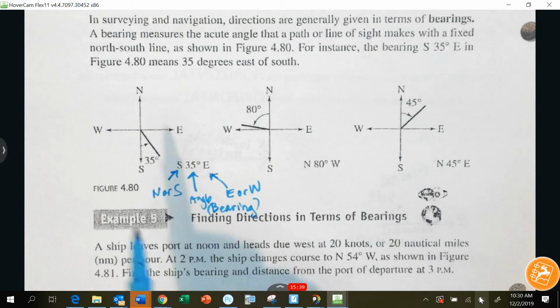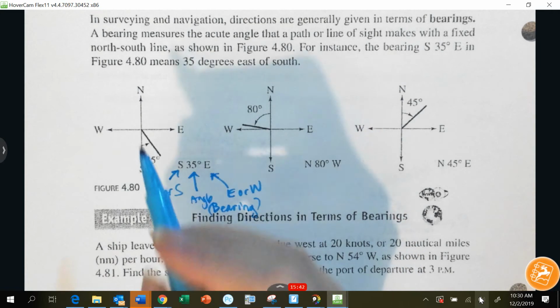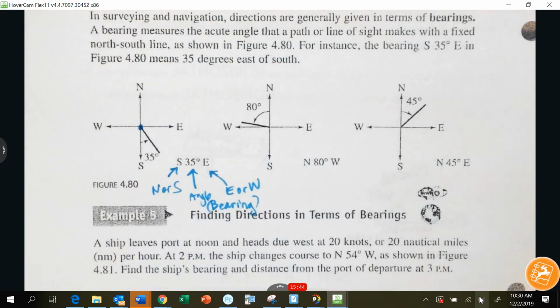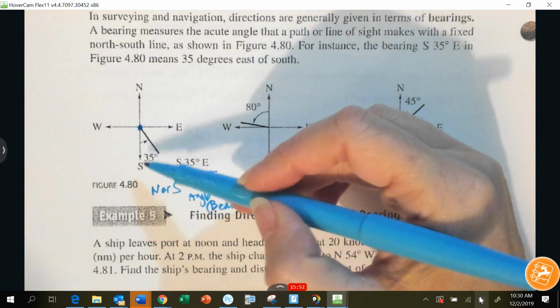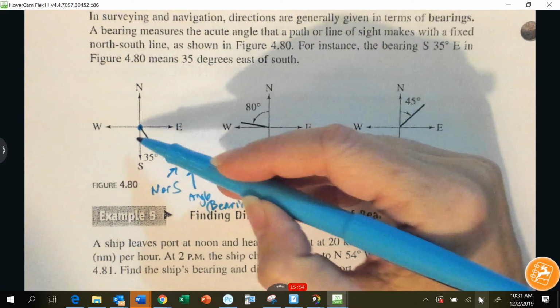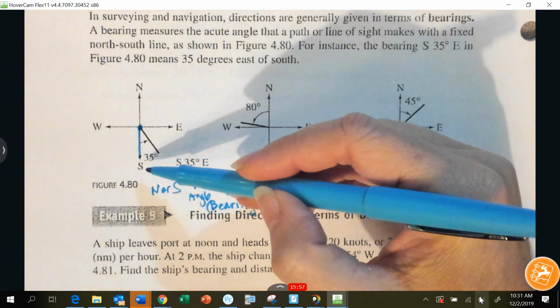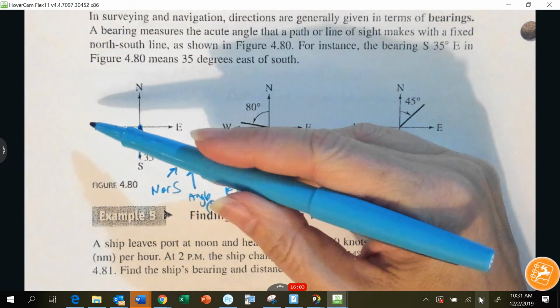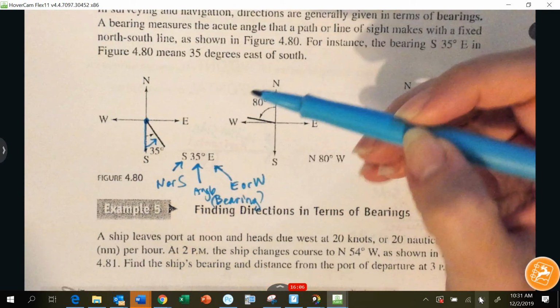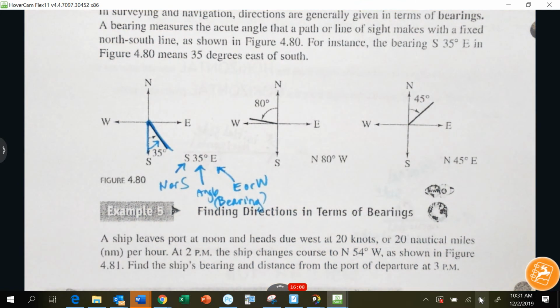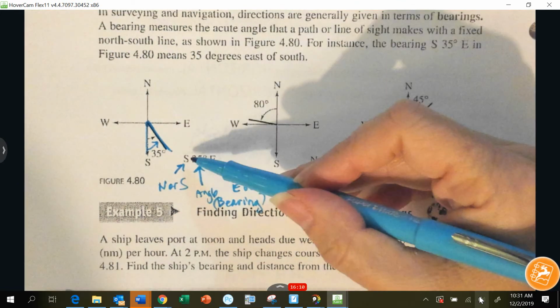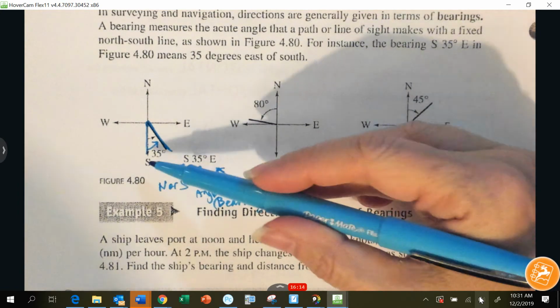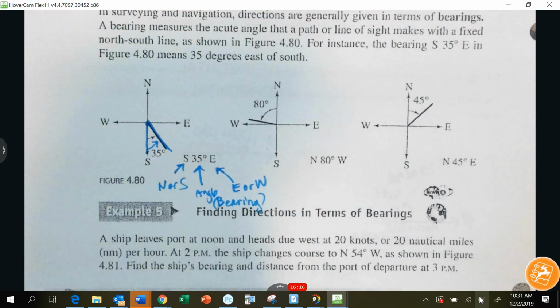So for this first one, you always start at 0, 0. And you say, is it going to the northern hemisphere or the southern hemisphere first? Your choices are north or south. Go south. Then it goes towards the eastern or the western. It goes towards the eastern. And then this is where we end up with that line. So that's south, 35 degrees. So we went 35 degrees to the east from the south.